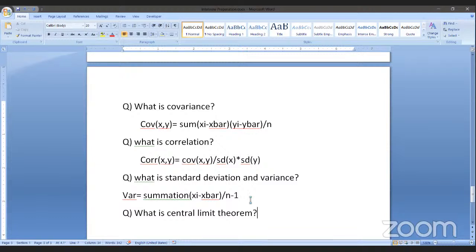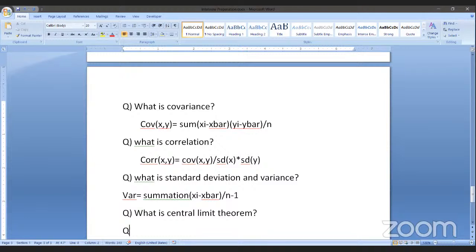Yeah, so basically it is the distribution of sample means approximates a normal distribution as the sample size gets larger, and it does not depend upon the population distribution.